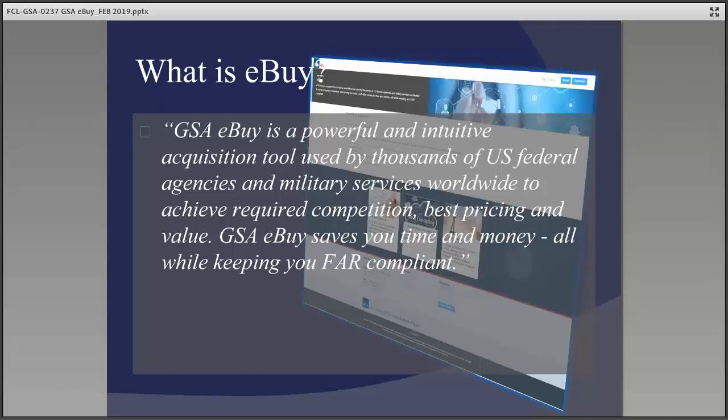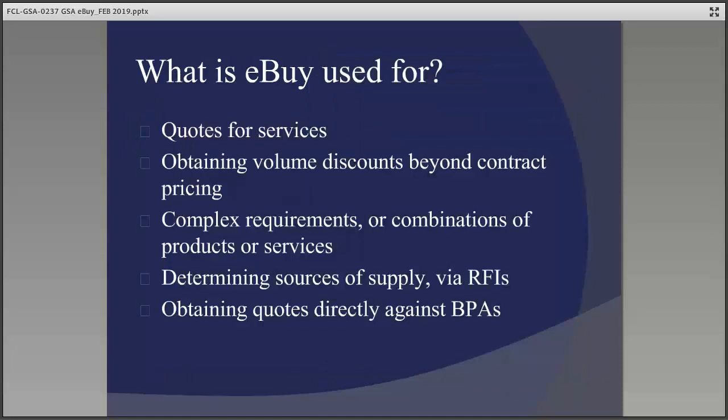I also like to point out, of course, that at its core, eBuy is a tool for posting requests for quotations against multiple award schedules, BPAs, government-wide acquisition contracts, and so forth. It's at its heart a very simple tool that allows the buyer to post requirements, send those out to the contractor community, and get quotes all in one place. And if it is within the threshold, cut the purchase order.